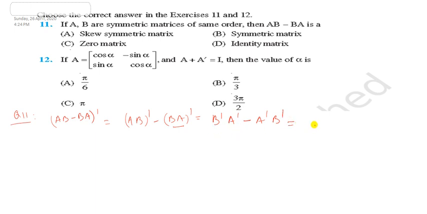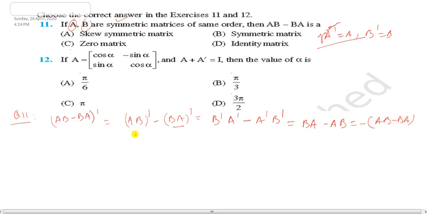So now look at this. If I take this one common, it is given A and B are symmetric. That means it is indirectly given A dash equals A and B dash equals B, because both are symmetric matrices. So in place of B dash I can write B, in place of A dash I can write A. This is A minus B A. So now we take a minus common, this is minus (AB minus BA).